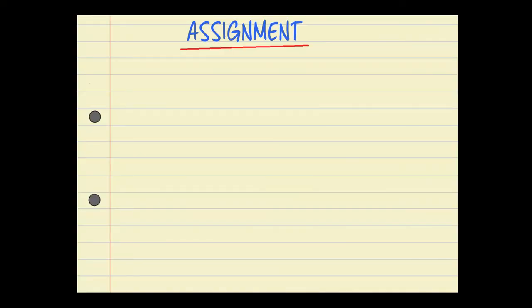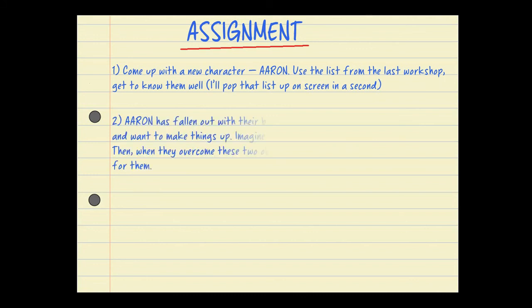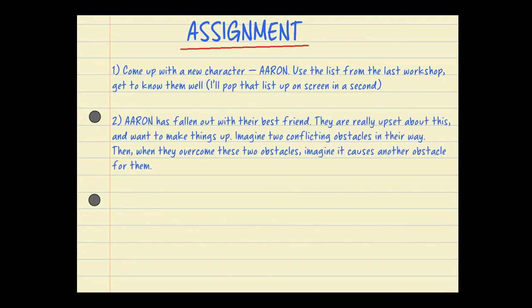There are 3 parts to this assignment. First of all, come up with a new character. We'll call them Aaron. Use a list from the last workshop and get to know the character well. I'll pop that list up on screen in a second. The second part is Aaron has fallen out with their best friend. They are really upset about this and they want to make things up.